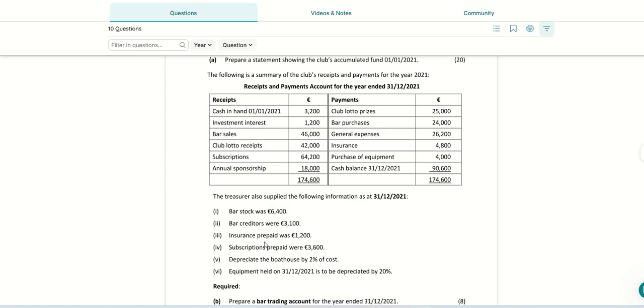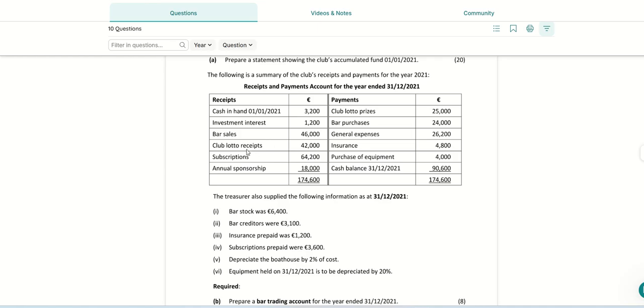So I can see there's insurance there, so we'll do that one next. Then I'll do any profit. So we've got the lotto receipts and the lotto prizes. So we do that one next. So I do any of the profits next. And then I'll do the depreciation last. So dues and prepaids first. Look for your profits second.